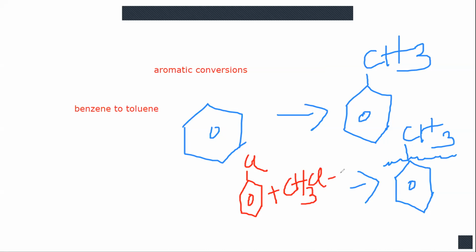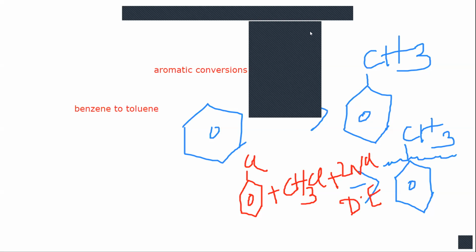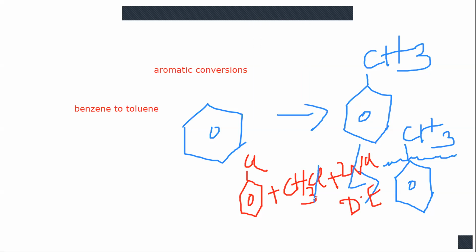CH3Cl plus 2 molecules of sodium. Alkyl halide and aryl halide combination. So this is the Wurtz-Fittig reaction. One molecule of alkyl halide and one molecule of aryl halide in the presence of 2 molecules of sodium in dry ether. So 2 molecules of Na and 2 molecules of Cl will be removed, so that benzene will be connected to the CH3 group.